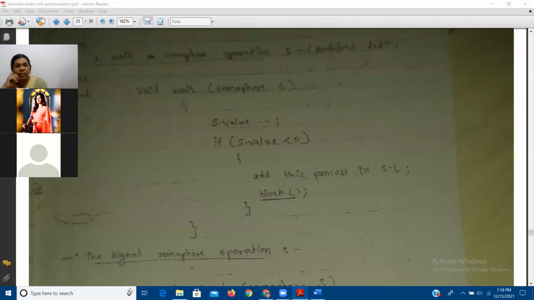So here a semaphore is defined with the help of two values. One is its value, that is s dot value. It is defined as a structure with s dot value and a second one, list s dot l. So two variables are there in this structure. One is value and another is the linked list of waiting processes.